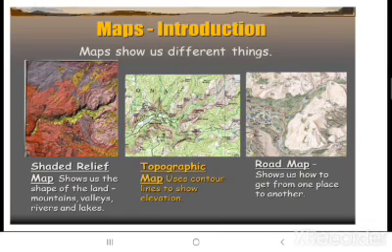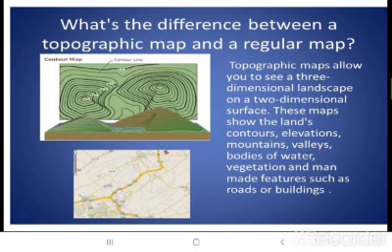Now from class 9 onwards you would be seeing a very different kind of map in your textbooks, which is called topographical survey maps. These topographical maps use contour lines to show the elevations or the depths of a particular place. So what is the difference between a topographical map and a regular map? The topographical map gives you a three-dimensional landscape on a two-dimensional paper.